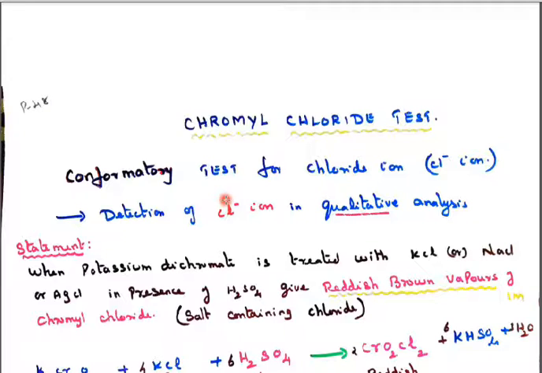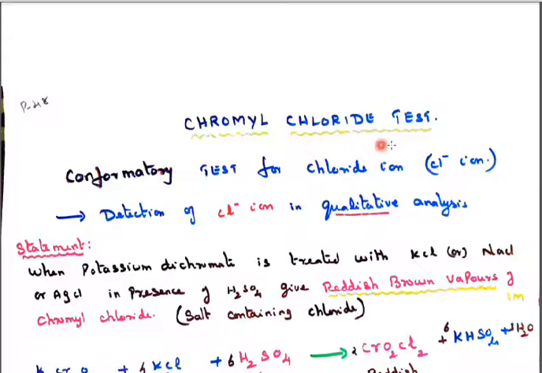You take the test tube and add the potassium dichromate, and when you immediately add a few drops of sulfuric acid, you immediately get a reddish orange vapor. It is very, very poisonous. Immediately we should throw it into the sink and wash it out, because it spreads the poisonous gas all around. So that is the confirmatory test of chloride. The chloride test identifies whether chlorine is present in a particular salt or not. So that is called detection of Cl minus in a qualitative analysis.